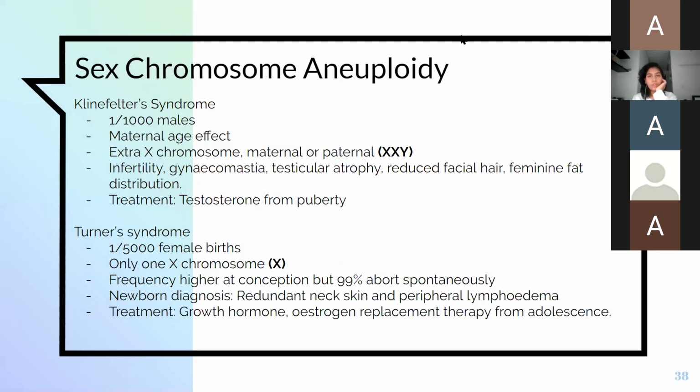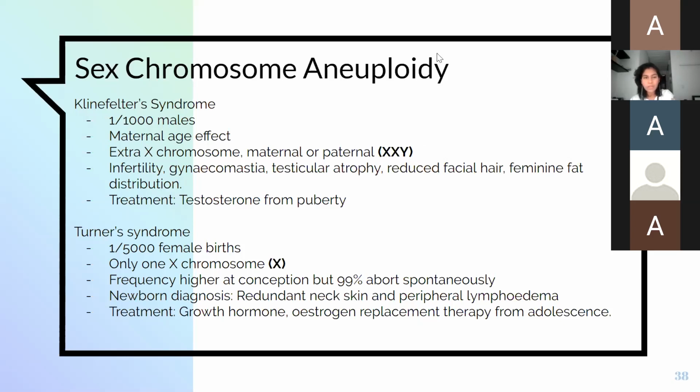Now we'll move on to the sex chromosome aneuploidies. Out of these two, you only really need to remember the main gist of each. With Klinefelter's, there is an extra X chromosome, which can be either maternal or paternal. This is the genotype you see, XXY. It is affected by maternal age, and it affects 1 in 1,000 males.